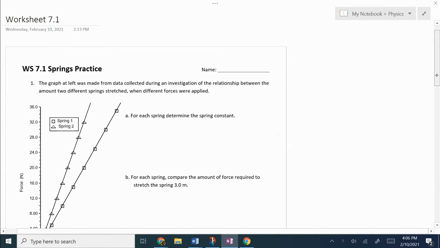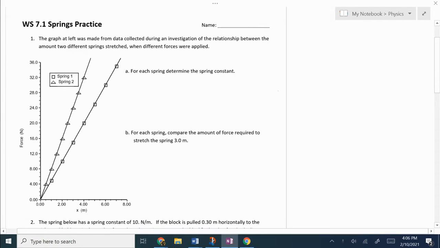For the first one, you have this force versus stretch graph, and you have two different springs on there, and for each one, it says determine the spring constant. Remember the spring constant, which again is that k value, that's the slope. So you're just trying to find the slope of each of those lines.